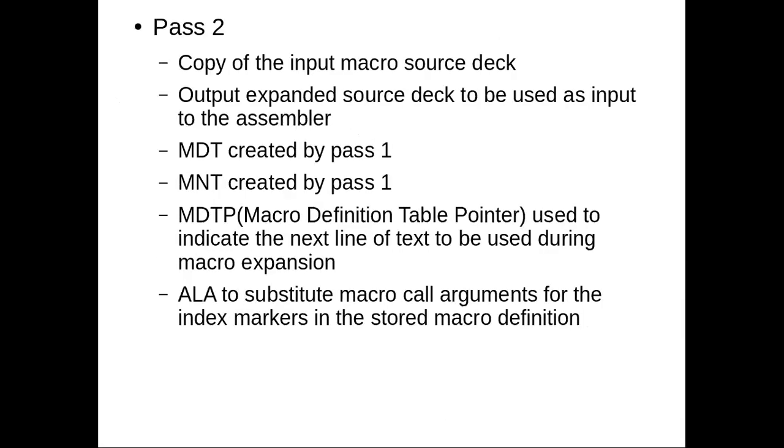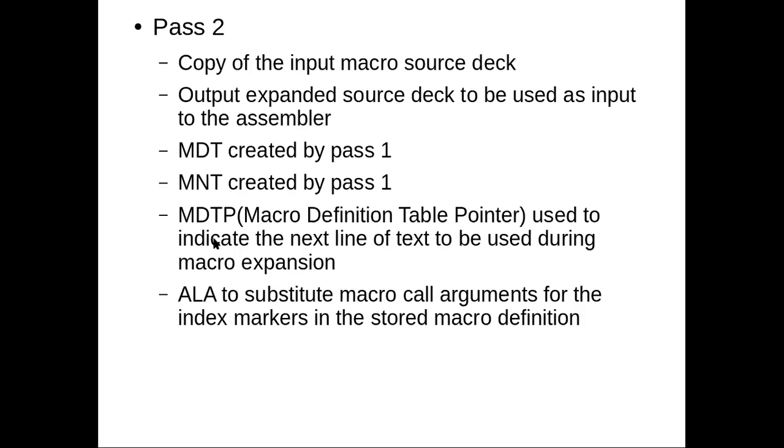Now we are going to see what databases are used in pass 2. As usual, the input to pass 2 will be the output from pass 1, and the output of pass 2 will be your expanded code, which means it will not contain any macros. Here we will be using the MDT and MNT, which were created in pass 1. MDT is the macro definition table, containing the macro definitions. MNT is the macro name table, containing the macro names.